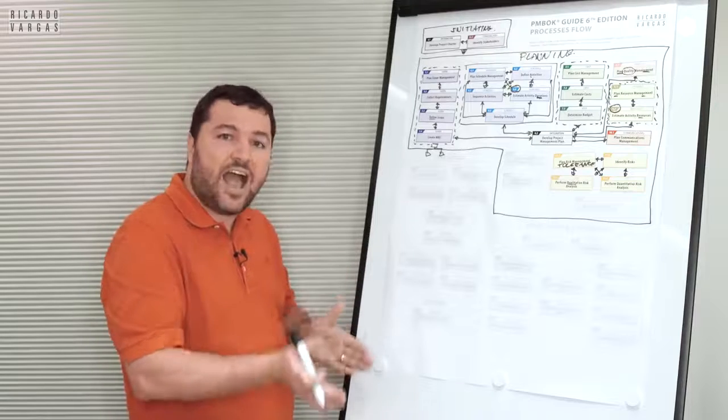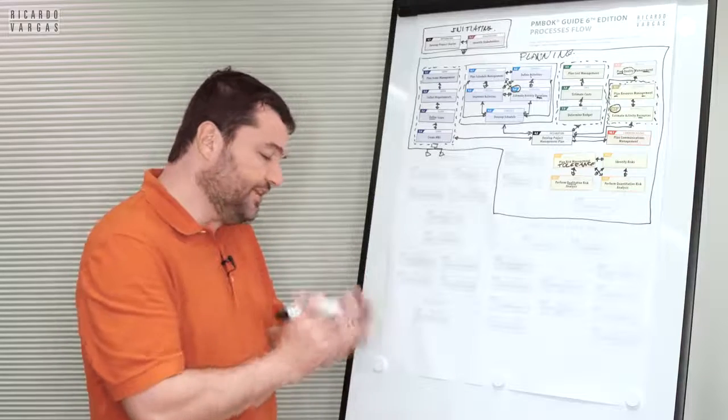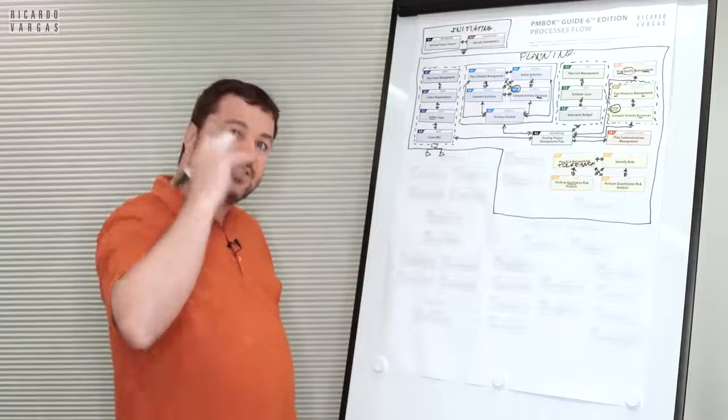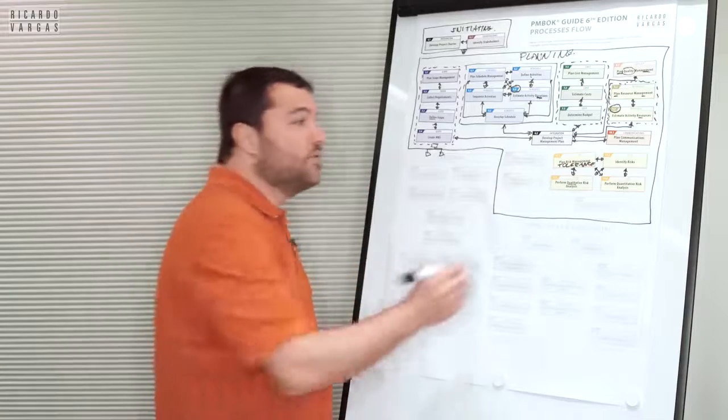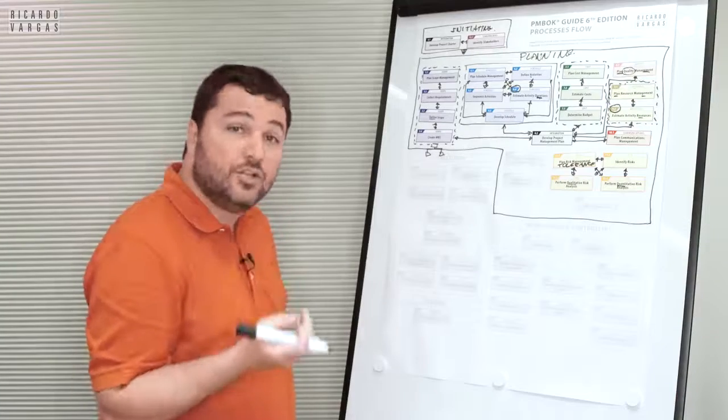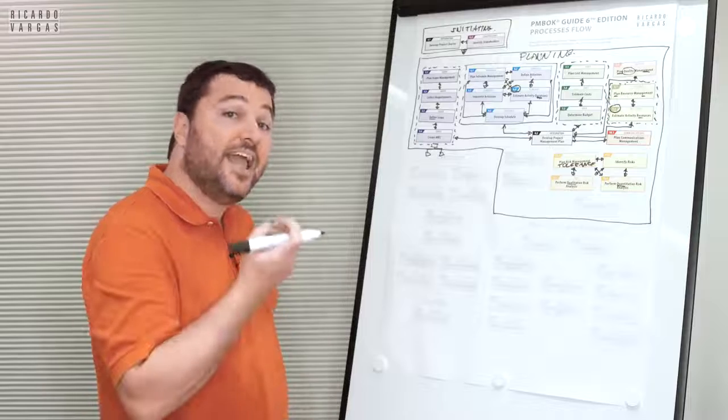Low, medium, high. Green color, yellow color, red color. So I use some kind of standard, some kind of scale. And what is a quantitative risk analysis? It is when I use math to calculate probability and impact.